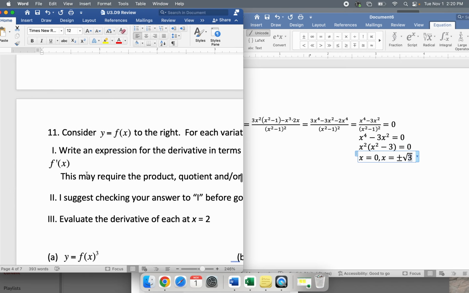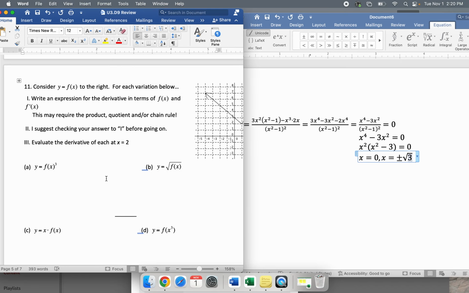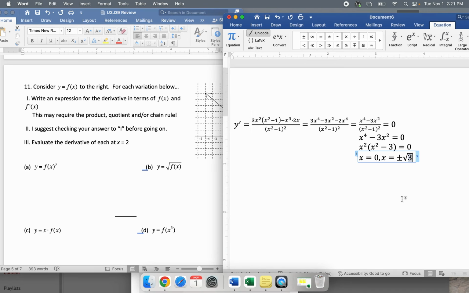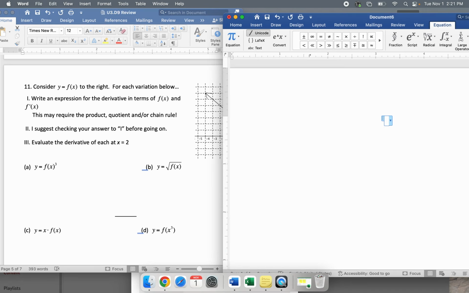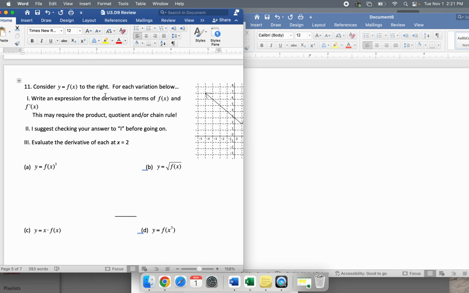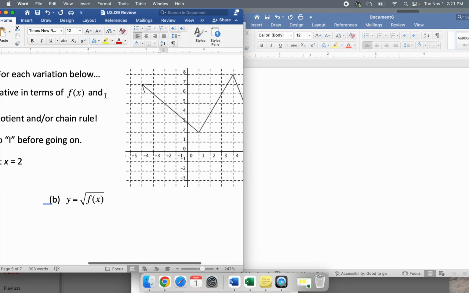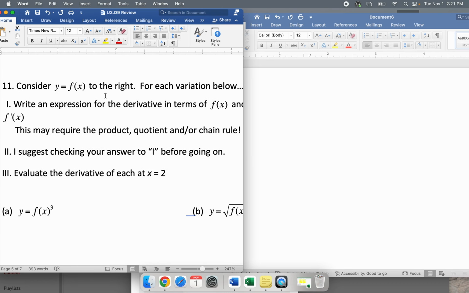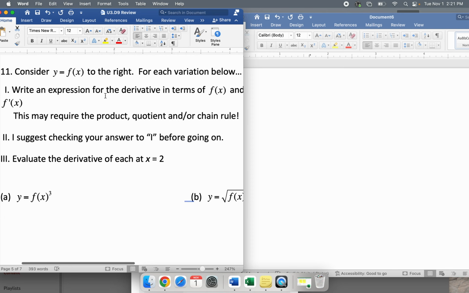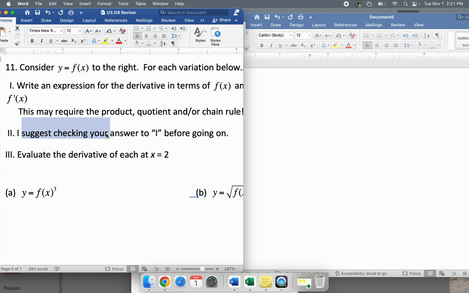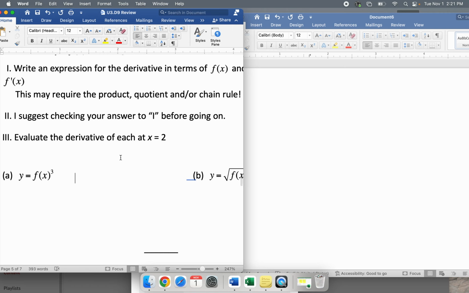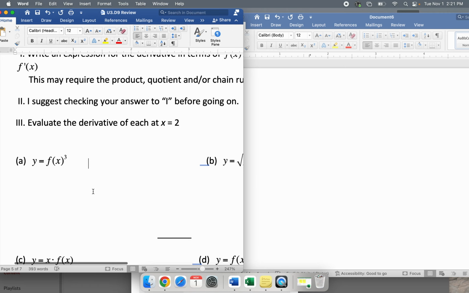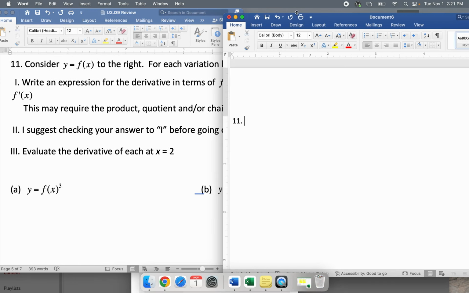Moving on. Okay, I think we're most of the way through here. All right, so now we're looking at number 11. Consider y equals f of x to the right. For each variation below, write an expression for the derivative in terms of f and f prime. Check your answers and then evaluate everything at 2. I'm just going to find the derivative and then evaluate it at 2. I'm not going to do it the Henry Ford way.